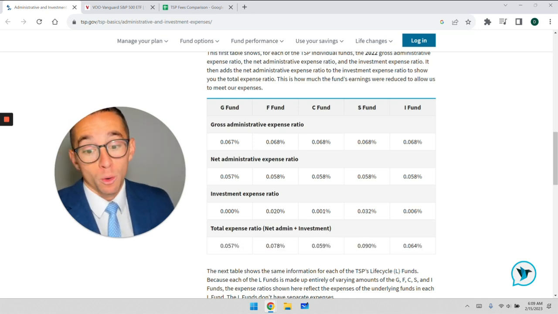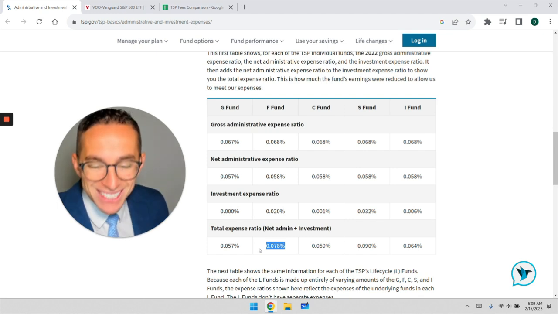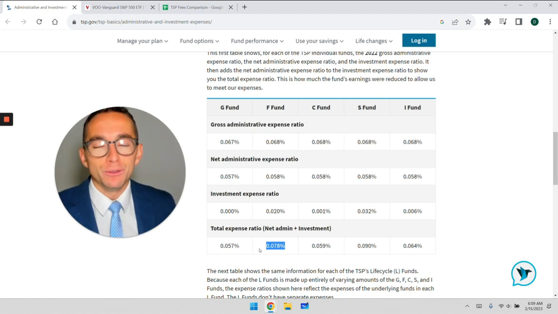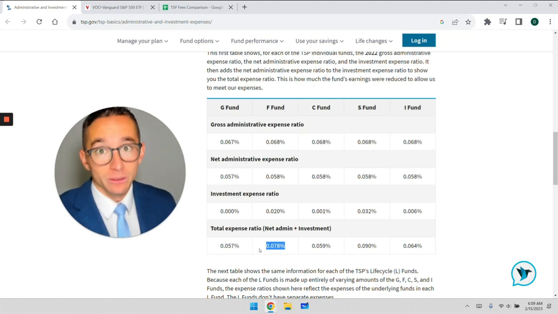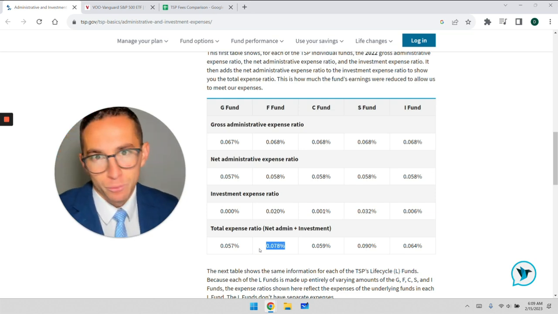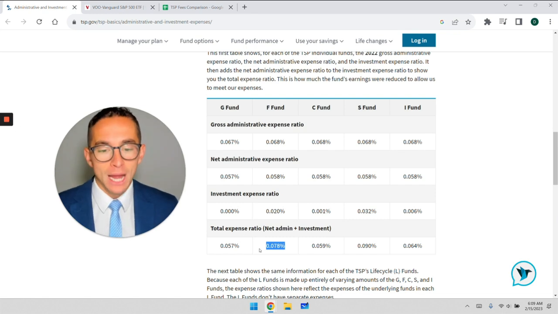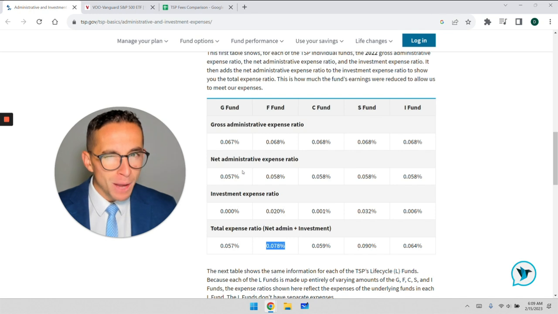Long story short, for example, for the F fund, you pay 0.078%. So 0.078%, I can't speak, 0.078% of whatever you have in the F fund is going to be charged in a fee every single year. Okay, it's an annual fee. On an annual basis, you get charged 0.078% of whatever you have in the F fund, for example, right? That's how it works.